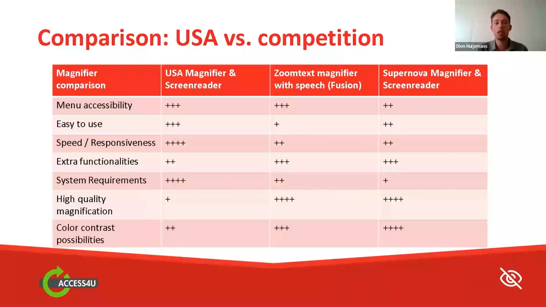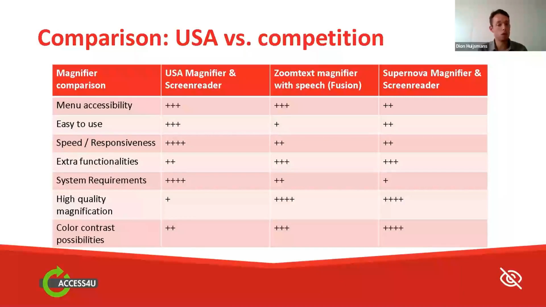However, if we go into detail with the easiness to use, we see that with the USA, it's easy to use with having only 90 pages of manual, as well as a steep learning curve, whereas ZoomText and Supernova might appear to be more complex in use. Of course, this depends on the end user, and we only see it from our experiences.